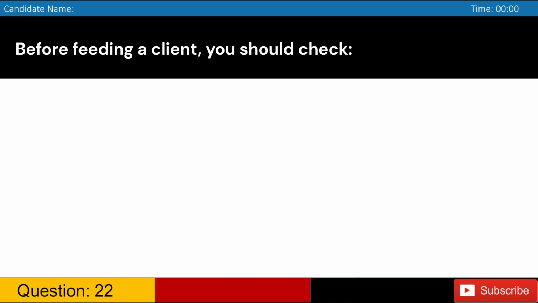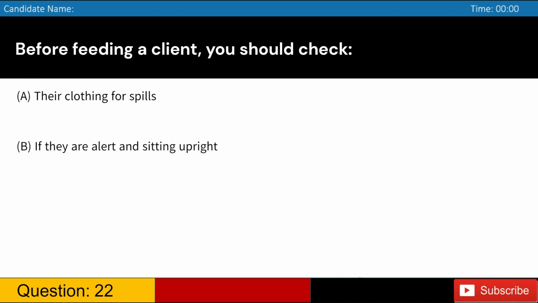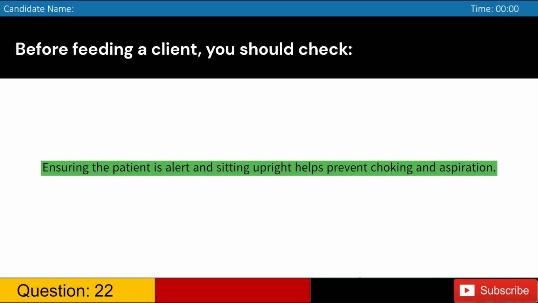Before feeding a client, you should check: A. Their clothing for spills. B. If they are alert and sitting upright. C. The room temperature. D. How much they ate earlier. Answer B. Ensuring the patient is alert and sitting upright helps prevent choking and aspiration.